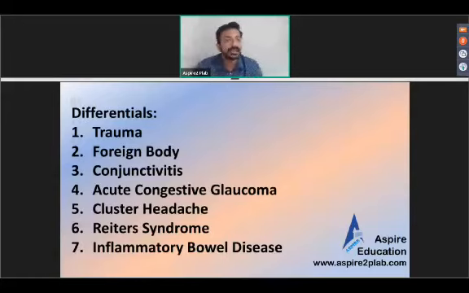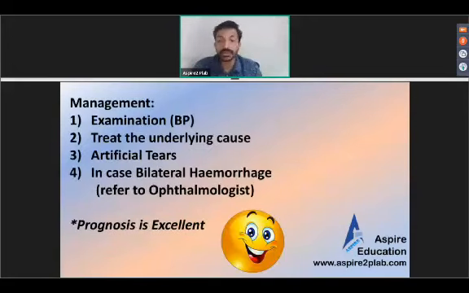Treatment. First of all, we do the examination. So in all the stations we mentioned, I would like to do a general physical examination and check the vitals. In the vitals specifically, as I mentioned in the previous slide as well, blood pressure is the main thing. If the patient has high blood pressure, it might lead to this hemorrhage. So please definitely mention this blood pressure.